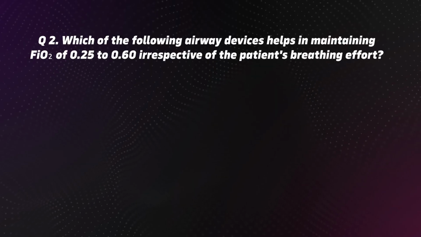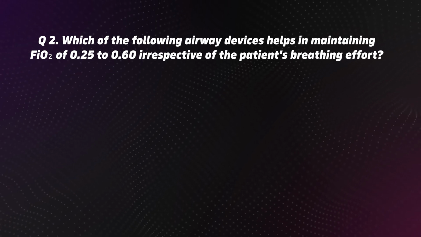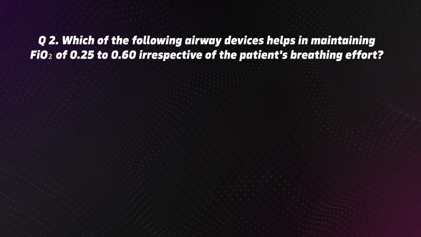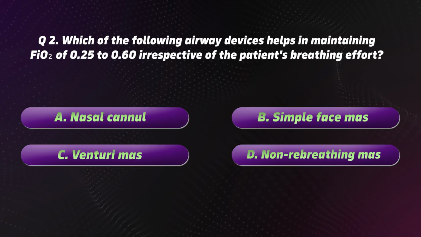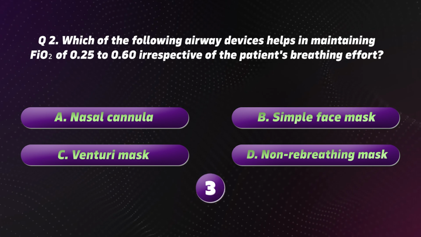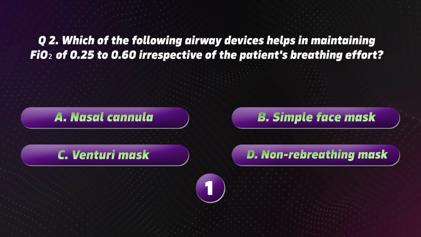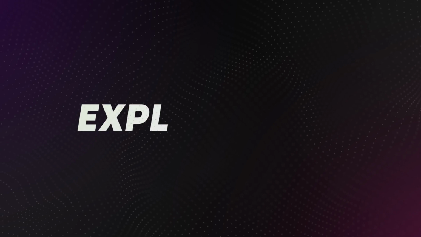Question 2. Which of the following airway devices helps in maintaining FiO2 of 0.25 to 0.60 irrespective of the patient's breathing effort? Here are the options. A. Nasal cannula, B. Simple face mask, C. Venturi mask, D. Non-rebreathing mask. And the correct option is C. Venturi mask. Here is the explanation.